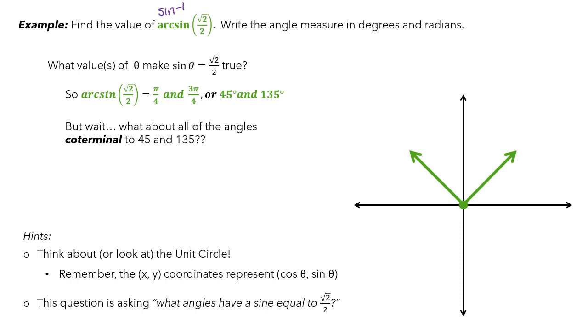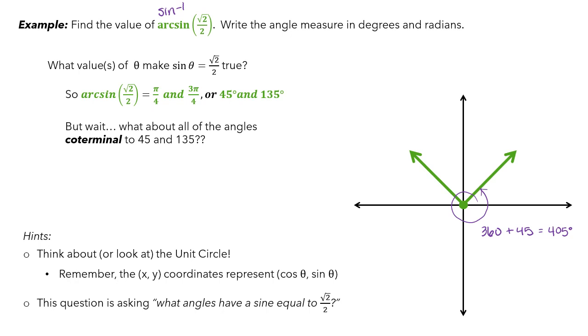So for example, if I were to loop around a full rotation, or full revolution, and still have the same terminal as 45 degrees, what would I be looking at? Something like this is what I'm talking about. So that would be 360 degrees plus 45, or let's see, what would that be? 405 degrees. So that tells me 405 degrees also has a sine of root 2 over 2. So it's also an answer.